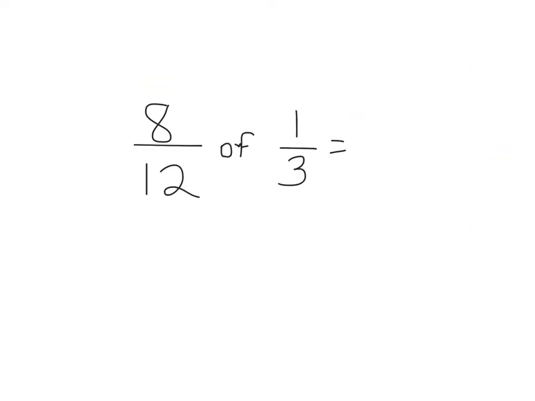Now we have 8/12 of 1/3. And I know of means to multiply, so I'm just going to put a multiplication symbol right over the of, and I'm just going to multiply. Now I'm looking to see if I can simplify, and yes I can. The 8 and the 12 can both be divided by 4. So 8 divided by 4 is 2, and 12 divided by 4 is 3.